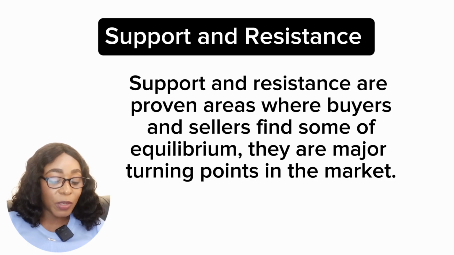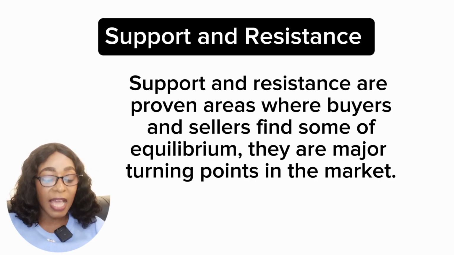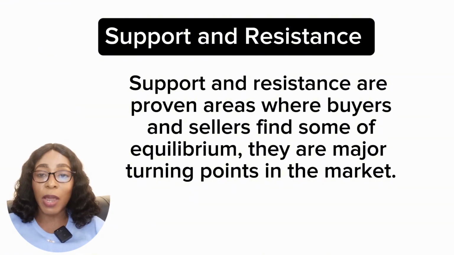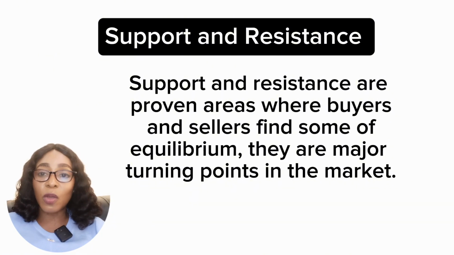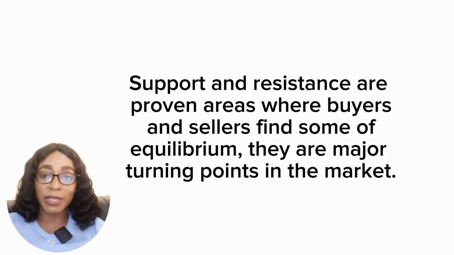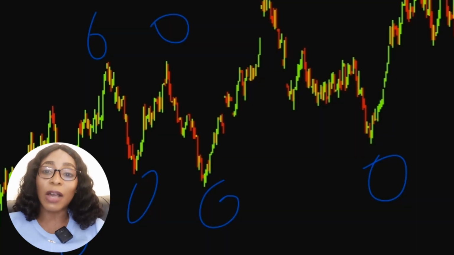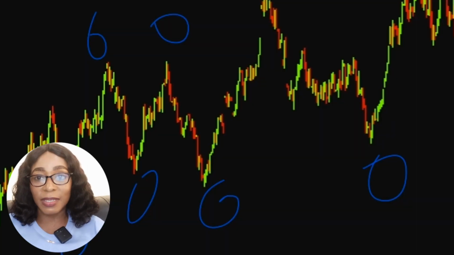Okay, so support and resistance levels are formed when price reverses and changes direction. We are going up and suddenly it turned and started coming down, or it was coming down and suddenly it turned and started going up. Those points are called swing points. They are called turning points. They are called support and resistance.